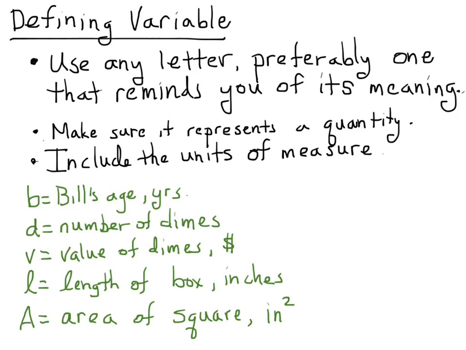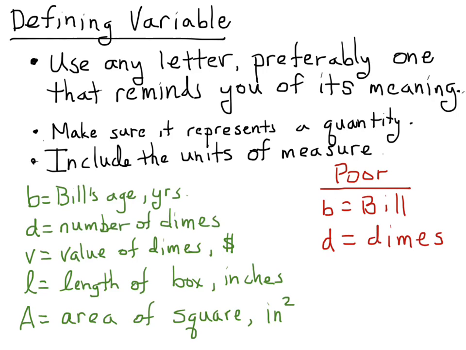And almost always when you are struggling to set up some equations, you can do better by first defining those variables. So here's some examples of poor variable definitions. Don't just start using X. Or if you say B is bill or D is dimes, well, is that the value of dimes or the number of dimes? Be specific about what you're referring to.